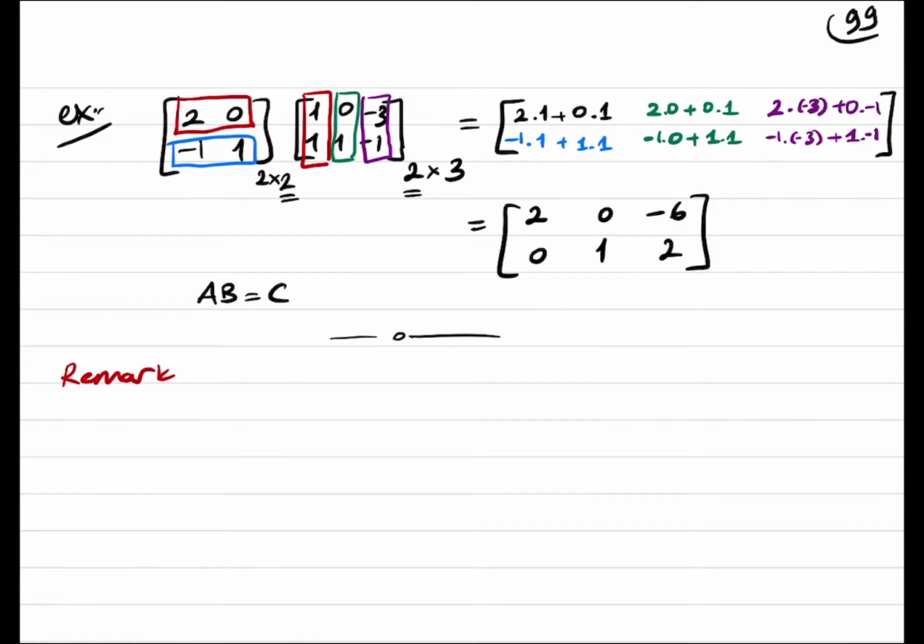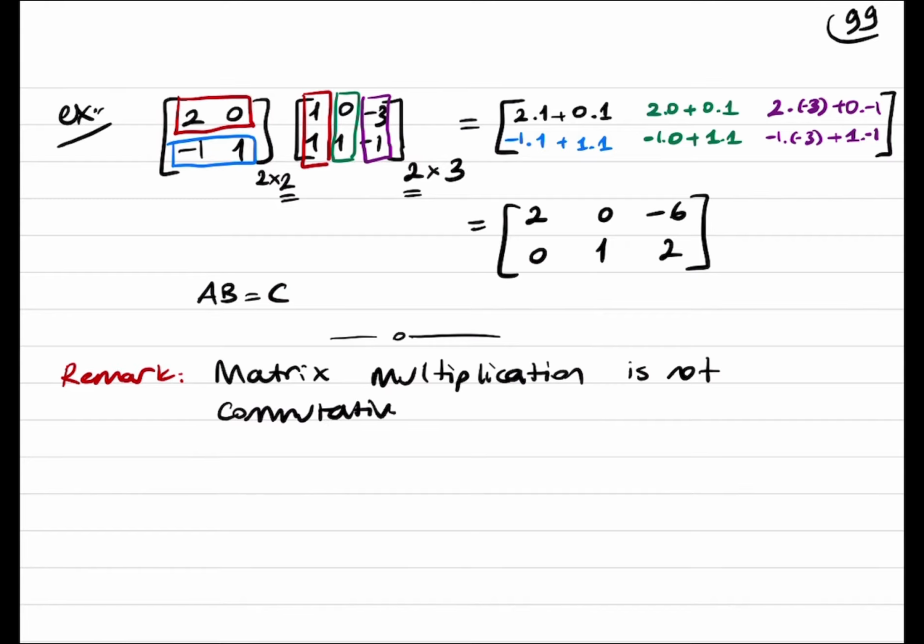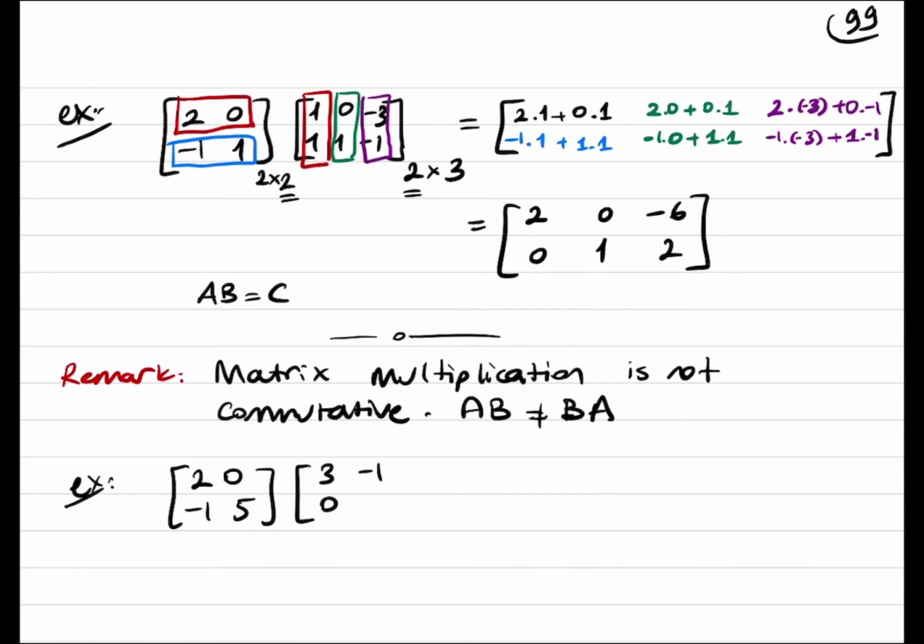And in general, this is a remark: matrix multiplication is not commutative. What does this mean? It means that when you multiply A times B, it is usually not equal to B times A. Okay, let's do an example. Let's say we have A, 2, 0, minus 1, 5, times 3, minus 1, 0, 1.